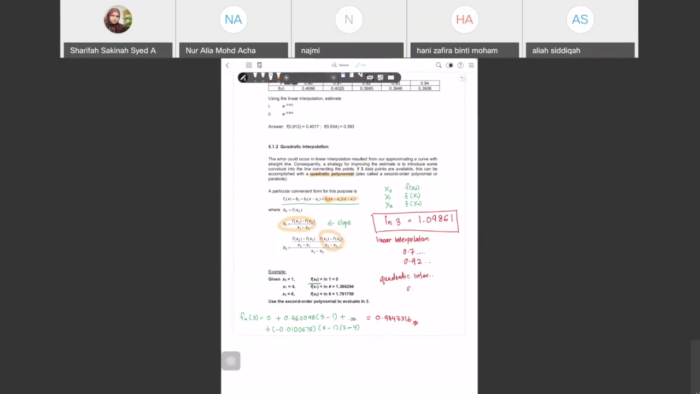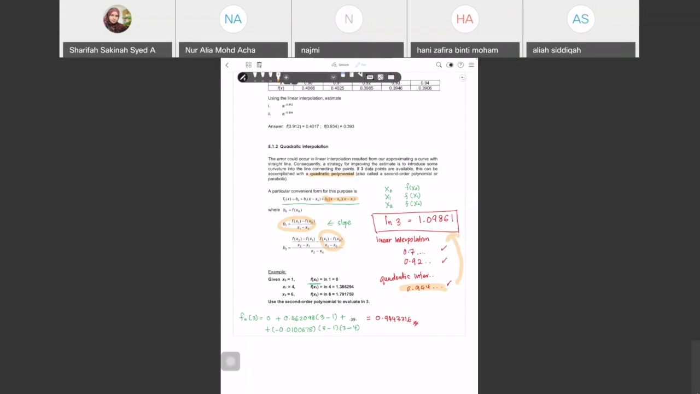And then when we have our quadratic, we have 0.94 something. So from this analysis, we can see that the quadratic interpolation gives a better result, meaning that it's near to the true value. Because the calculation is also a bit more complex compared to linear.